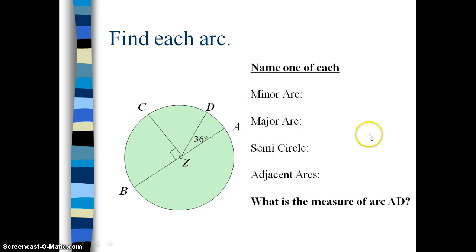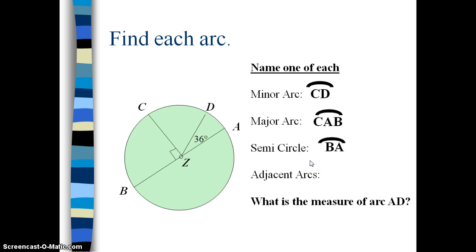Now we're going to find each arc. A minor arc could be arc CD. Notice you just put the arc symbol over the top of it. Another one you could say is DA, or you could say BC. A major arc would be CAB, so this whole arc right here. Whenever you name major arcs, you have to use 3 letters. Otherwise, if you just put CB, you could be talking about this, but that would be a minor one.